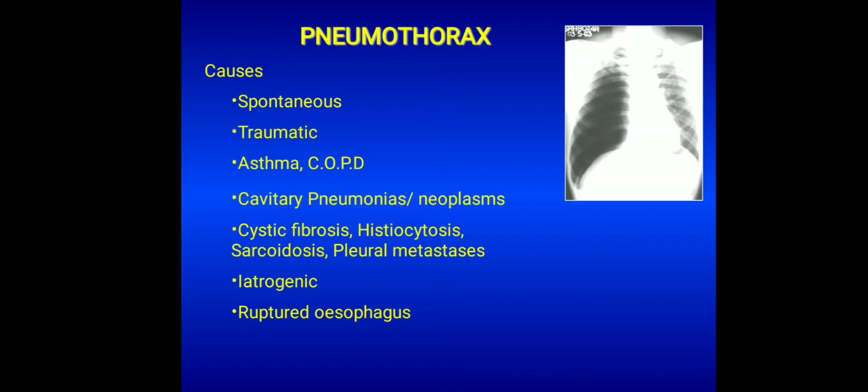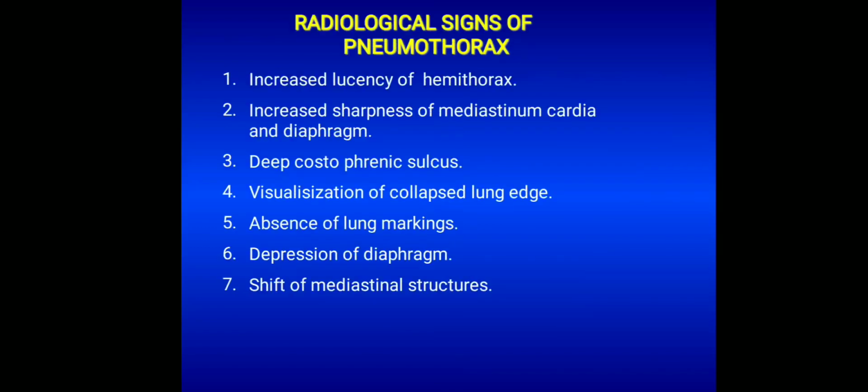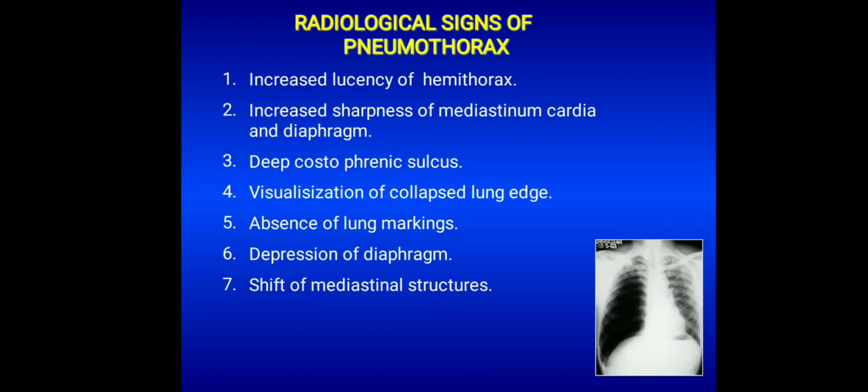Then pneumothorax. Pneumothorax is air within the pleural cavity. There are a number of causes: spontaneous, traumatic, asthma, cavitary pneumonias, neoplasms, cystic fibrosis, histiocytosis, sarcoidosis, pleural metastasis, iatrogenic, and ruptured esophagus. These are the common causes of pneumothorax. So what are the radiological signs of pneumothorax? There is increased lucency of the hemithorax, increased sharpness of the mediastinum, cardia and diaphragm, deep costophrenic sulcus, visualization of the collapsed lung edge, absence of lung markings, depression of the diaphragm, and shift of the mediastinal structures.